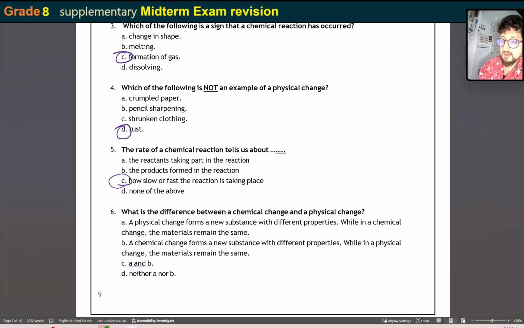What is the difference between chemical change and a physical change? The only thing you need to know there is that a chemical change produces a new substance, a physical change doesn't. So a chemical change forms a new substance with different properties, while in physical change the material remains the same. Absolutely.